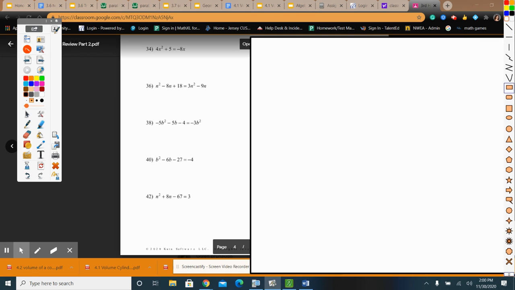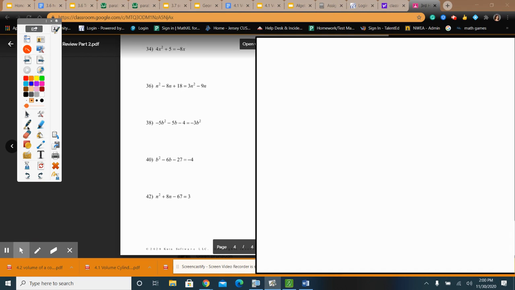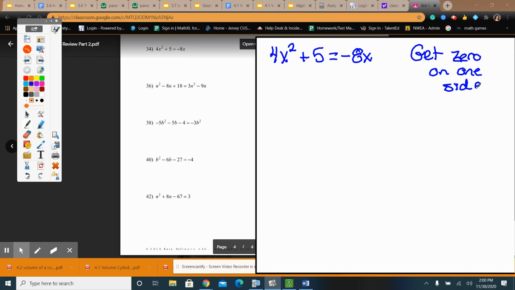You can get x by itself. You can factor, complete the square, quadratic formula. And we're going to try to figure out what's best on all these. So on 34, what's a little bit different is that 0 is not on one side, and that is the first thing you have to do. You have to get 0 on one side first. And we'll do that by adding 8x. So I'll get 4x squared plus 8x plus 5 equals 0.